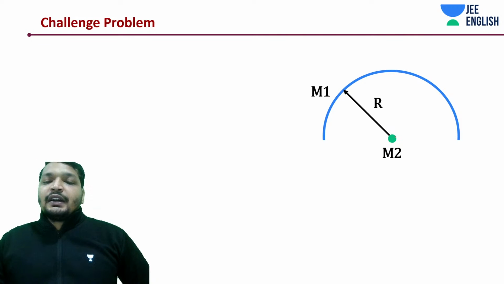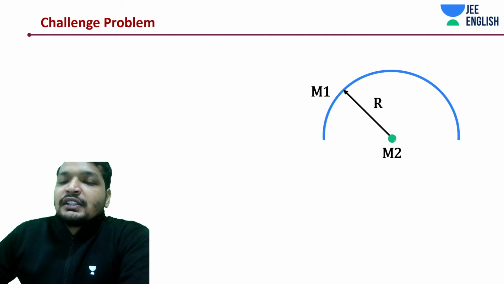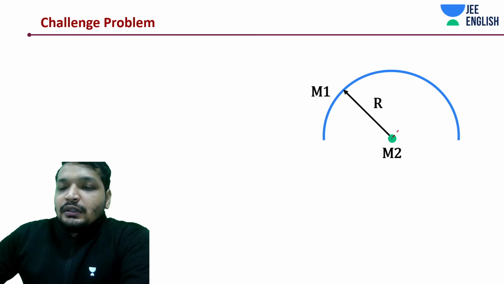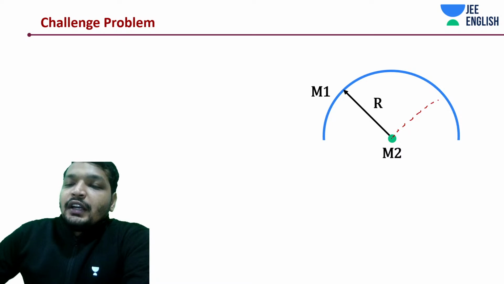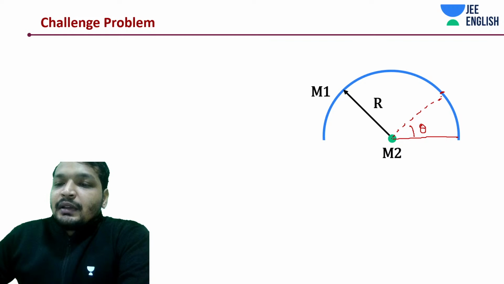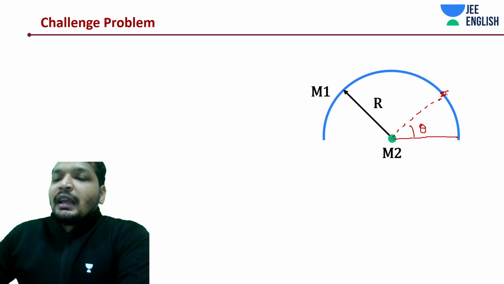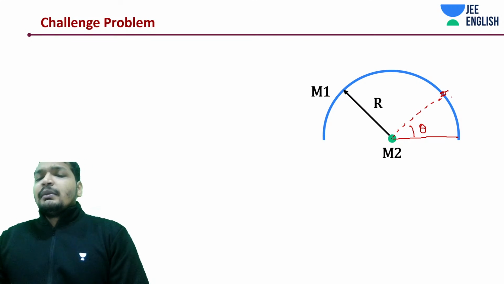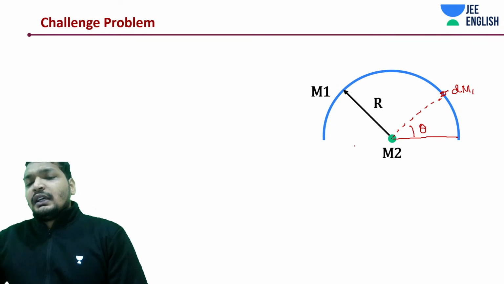In these kinds of cases, this is a very popular problem, guys. Now let's take an angle theta. Why am I doing this? I'll tell you. Let's say I have an element over here. I'm going to calculate the force on the point mass due to this element, dm1, one element, and take a negative direction.